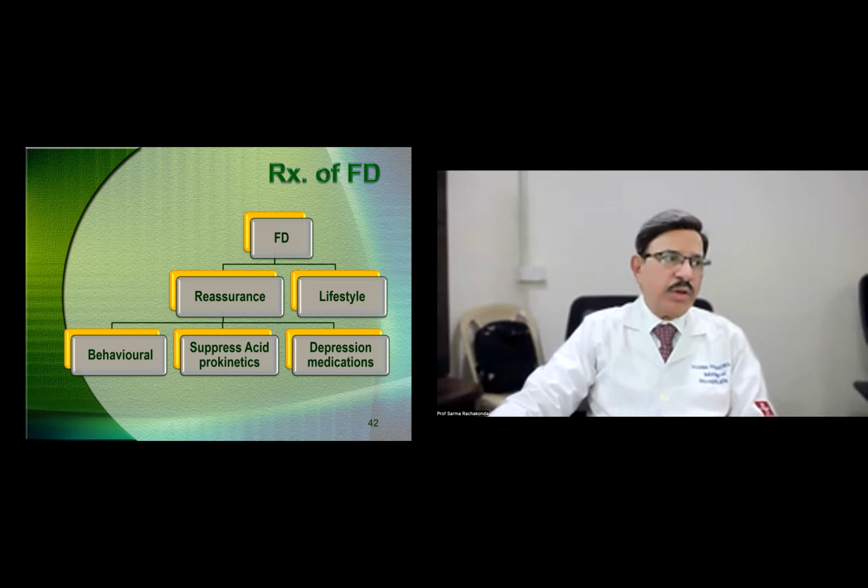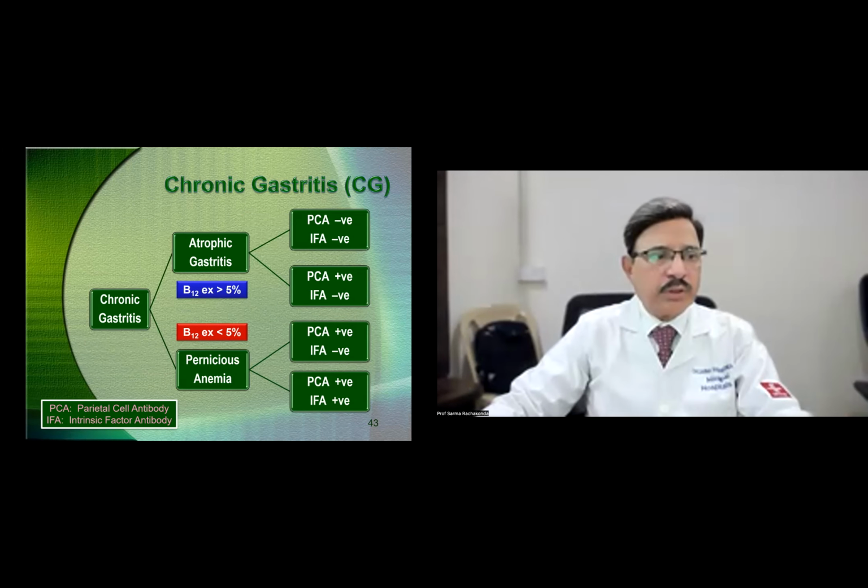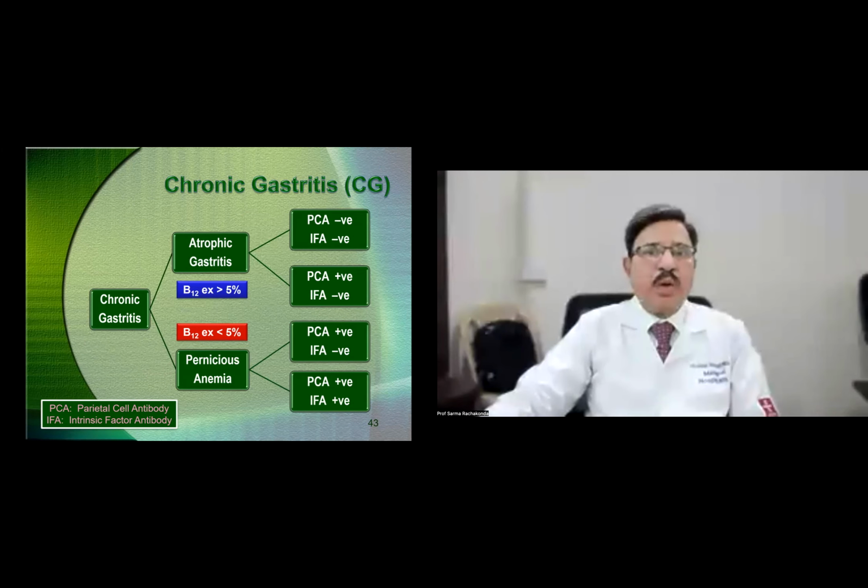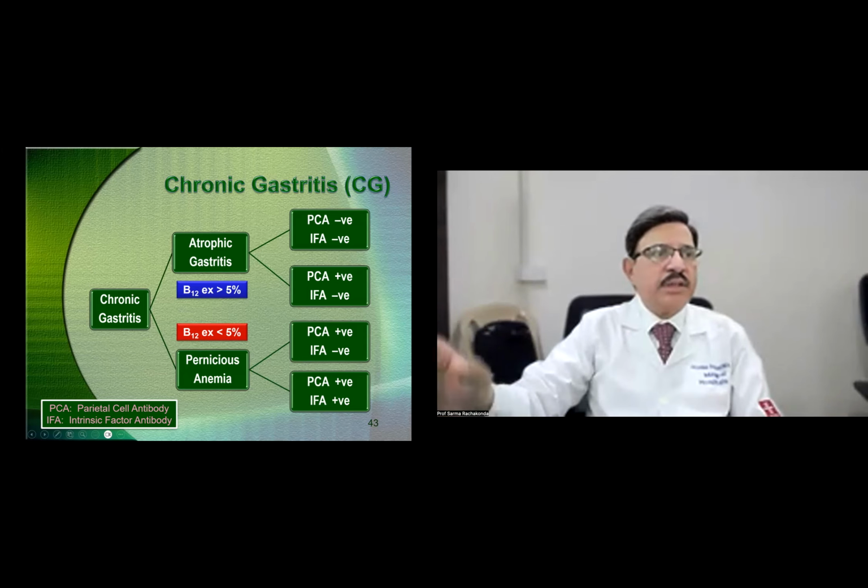Like alprazolam or other zolams, they are anti-anxiety drugs. They're not useful because functional dyspepsia is more associated with depression and not with anxiety. Okay. Suppose somebody has got chronic gastritis. That means the endoscopist has reported CG as the diagnosis.